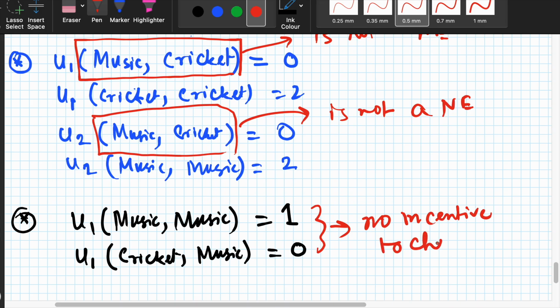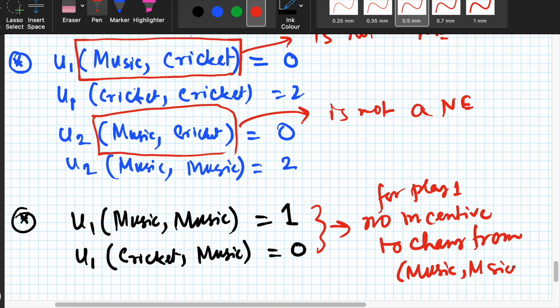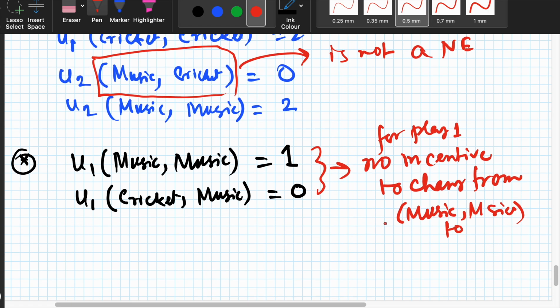So there is no incentive to change from music to cricket for player 1 when the other sticks to music. So this is okay.